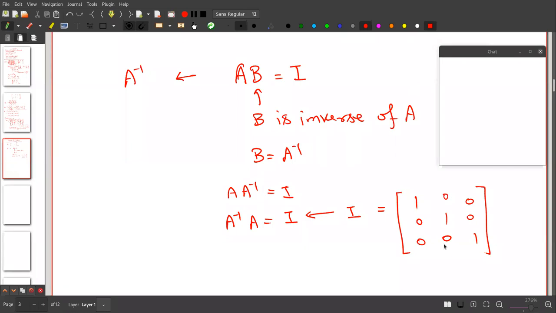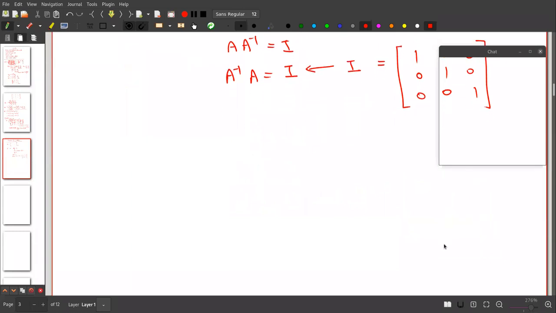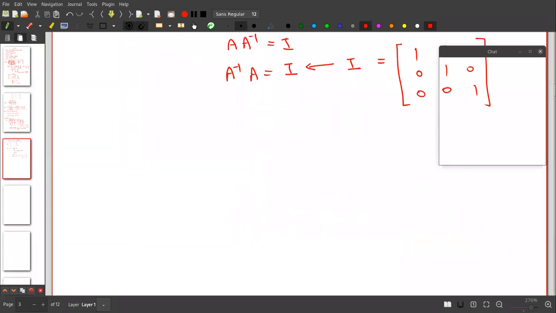So how do we calculate the inverse of a matrix? So there I'll teach you two methods. The first method is by determinant method.